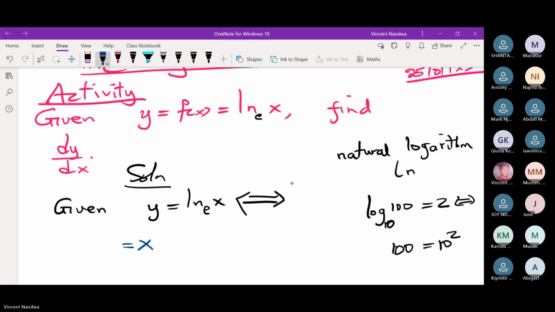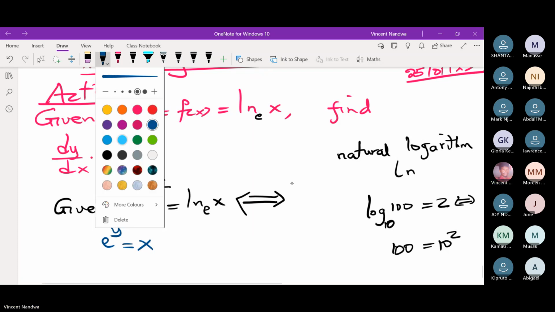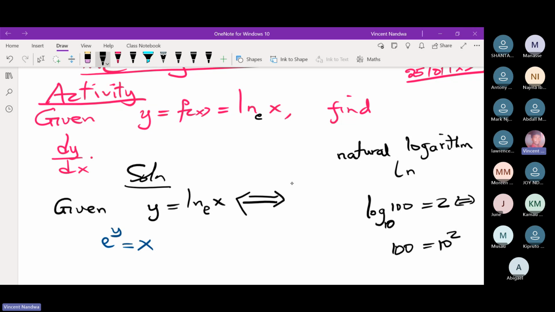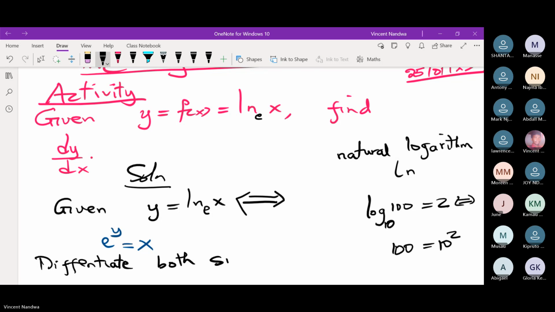we'll have x equals e raised to the power y. So this statement and this statement mean the same, only that the first statement is in logarithmic form and this one is in the exponential or index form. Then differentiate both sides with respect to x.